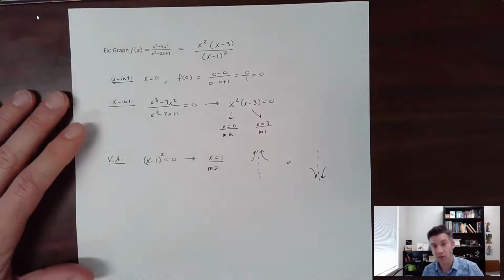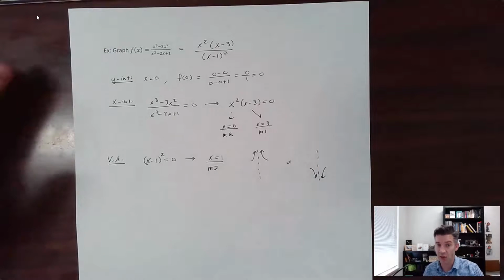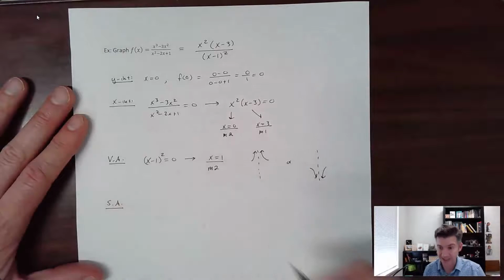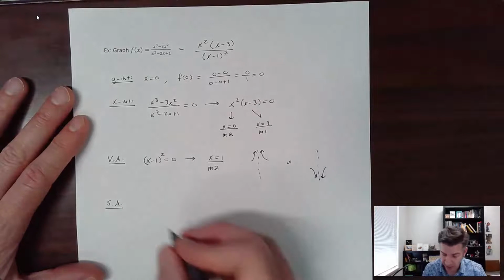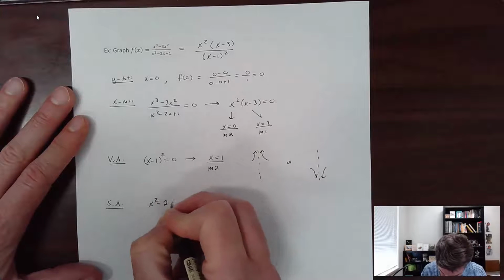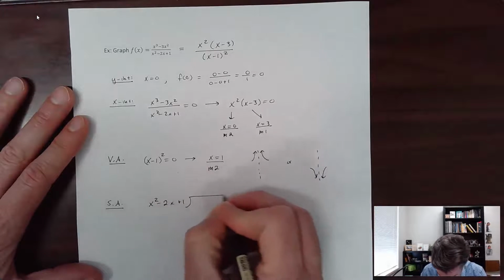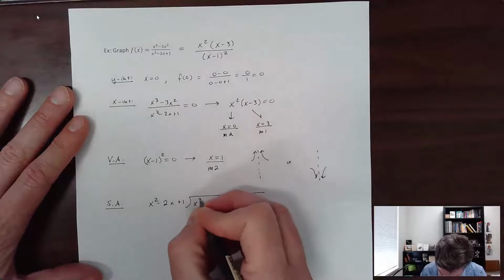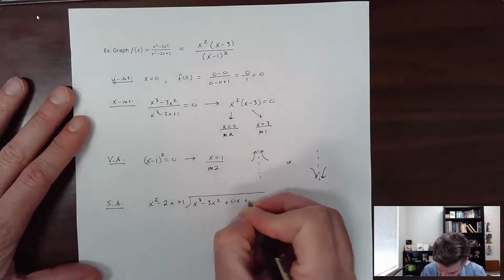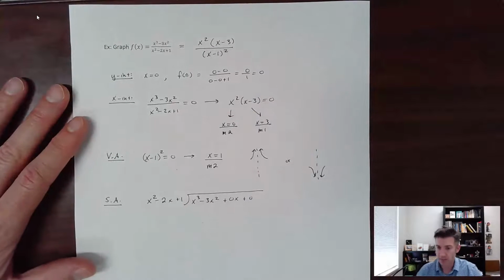And then finally, there isn't a horizontal asymptote because the degree on top is larger, but there is a slant asymptote because the degree on top is exactly 1 larger. So we have to do the polynomial division. X squared minus 2x plus 1 divided into x cubed minus 3x squared. You don't actually really need these last two terms, but I'm going to write them anyway so you can see.